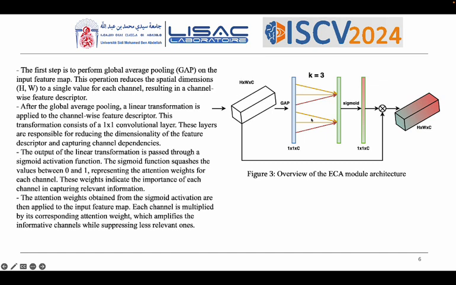After that, we pass the resulting feature map into a sigmoid activation function. This sigmoid activation function squashes the values between 0 and 1, representing the attention weights for each channel, and these weights indicate the importance of each channel in capturing relevant information. The last step is to multiply each channel by its corresponding attention weight, which amplifies the informative channels while suppressing less relevant ones.